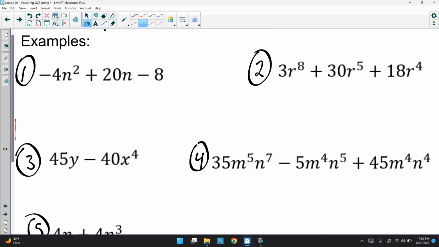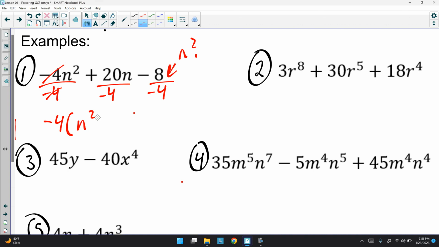So when we do the greatest common factor, you try to think, what can I pull out of every single term? So in this case, we can pull out a -4. Now, if we look at the variables, we can't pull an n from this term because there's no n. But we can pull a -4 out of all of them. So we'll start off with -4 on the outside. -4's cancel, so we'll just bring down the n squared.